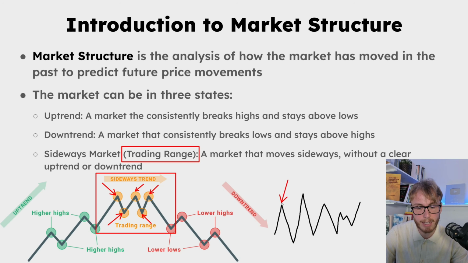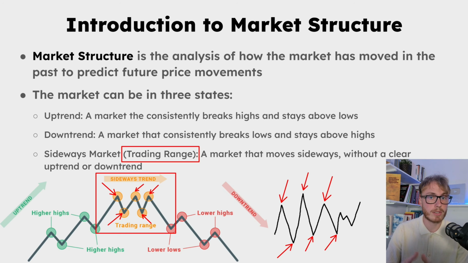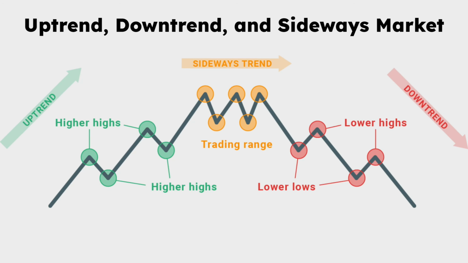For example, right here, you can see that the market is printing higher highs, but it's also printing a lower low. And then it prints lower highs and lows here at around the same level. So a trading range doesn't have to be perfectly straight with highs and lows at the same level. It can basically be any kind of market that is not in a clear uptrend or downtrend. And now let's take a look at the uptrend, downtrend, and sideways market a bit more in detail.